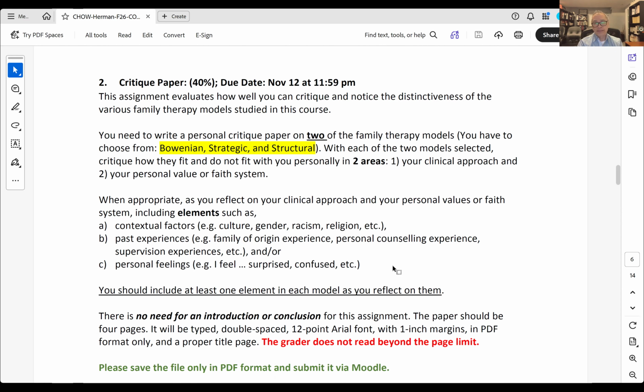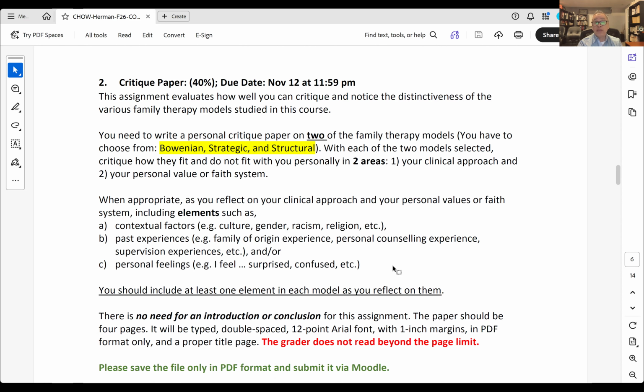At least one. If you want to write more than one, that's up to you, but you have very limited space. So I would rather you write less, but write it well with quality, rather than try to give me 10 different things that you did not like. Really give me very good quality of writing. There's no need for an introduction or conclusion for this assignment. So go straight into the writing, critiquing. There's no need for a conclusion as well.